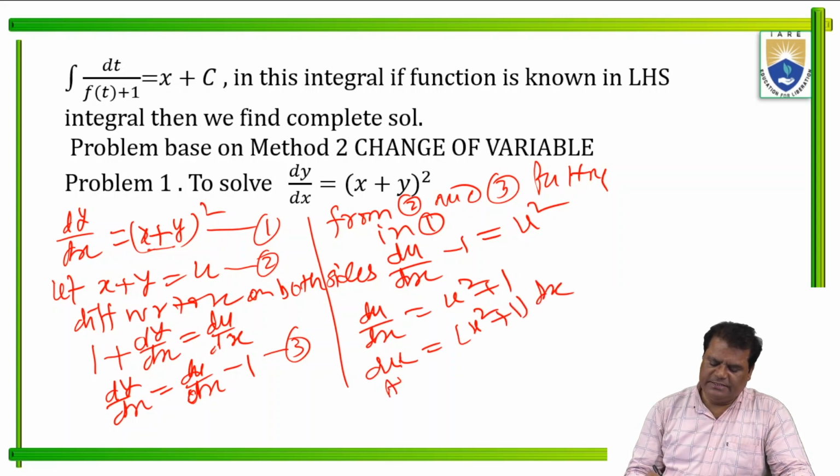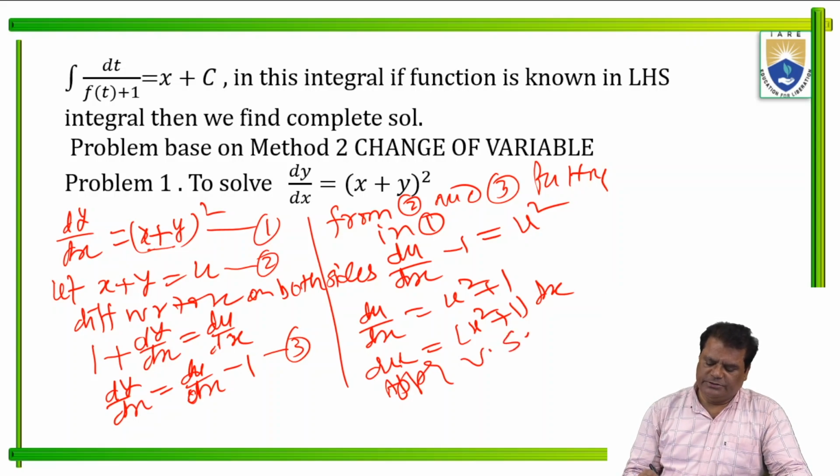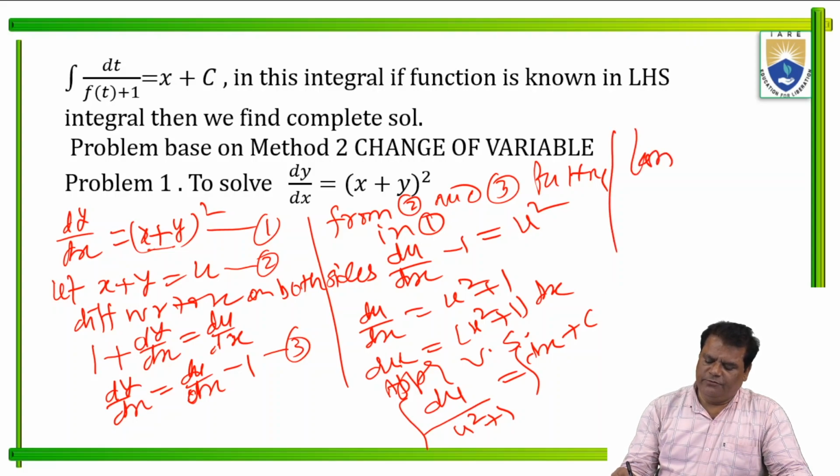Here apply variable separable. So du upon u square plus 1 equals dx. Now integrating on both sides, plus c constant. So the integral of 1 upon u square plus 1 is tan inverse u. Tan inverse u equals x plus c.